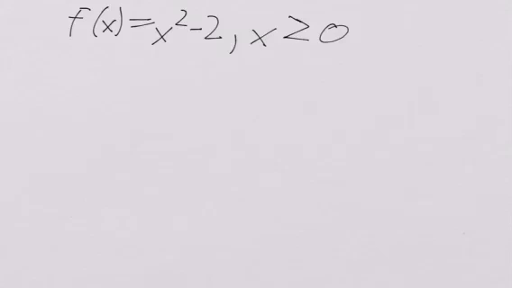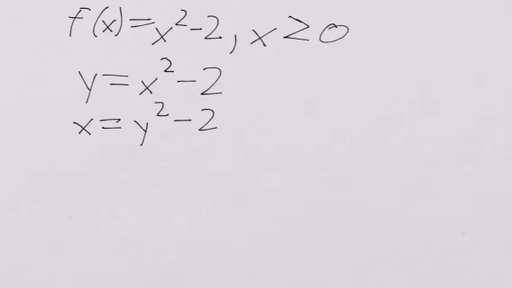So now the procedure to find the inverse is going to be the same as it was before. I replace f of x with y. And right now I'm going to ignore this whole thing about x being greater than or equal to 0 and just work it as is. We will bring that back later. So now we're going to switch x and y. And now it's a matter of solving this for y, so we add 2 to both sides.